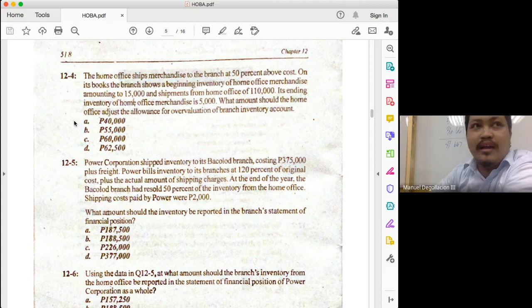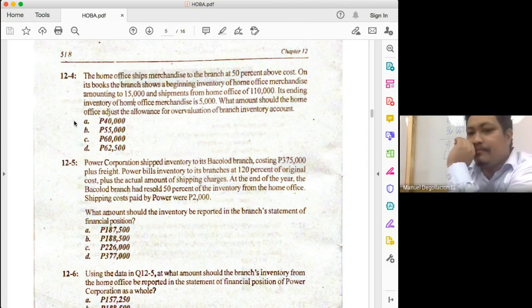Okay, let's determine the markup on our ending inventory. 5,000 divided by 150%. That will give you 3,333. Is that the markup? No, that is still the cost. You deduct that from the 5,000 or you multiply that by 50%, you would get the markup on the ending inventory, which is how much? Okay, and you deduct the 1,667 from 41,667, you would still arrive at 40,000.